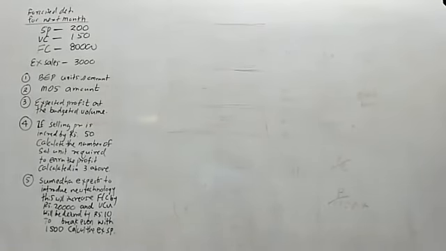Now, let's see the fourth one. If the selling price is increased by rupees 50: the selling price is 200, increased by 50. 200 plus 50, that is 250 now. Then variable cost 150. Then the contribution is 100.